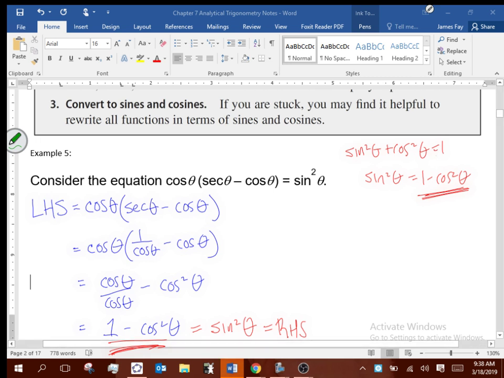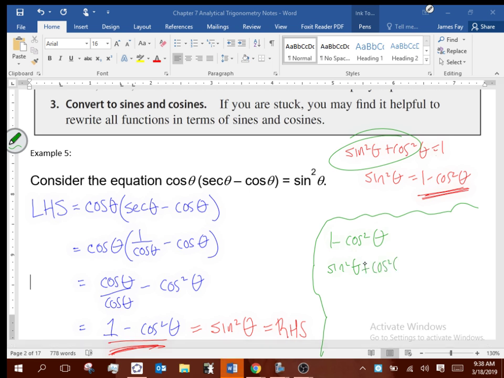Now, the person that does this, let's say that I was at the stage that said 1 minus cosine squared theta. Would somebody say, well, I know 1 is the same thing as that, isn't it? Can I rewrite that as sine squared theta plus cosine squared theta? That's the 1, minus cosine squared theta. And what happens there? Cosines cancel out, and I'm left with sine squared theta again, still equal to the right-hand side.